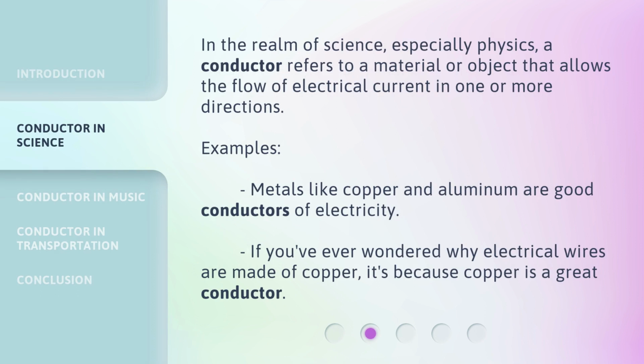In the realm of science, especially physics, a conductor refers to a material or object that allows the flow of electrical current in one or more directions. Examples: metals like copper and aluminum are good conductors of electricity. If you've ever wondered why electrical wires are made of copper, it's because copper is a great conductor.